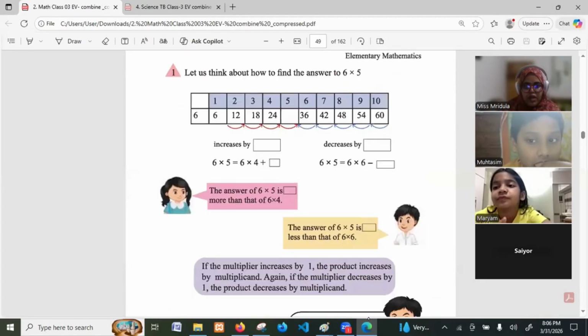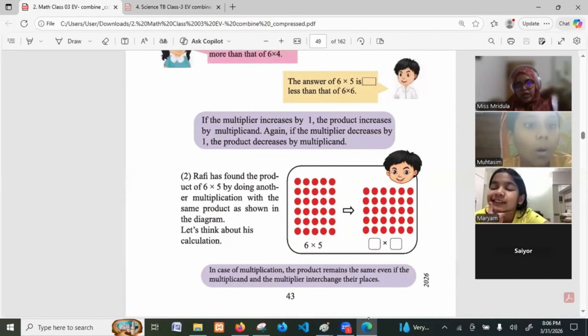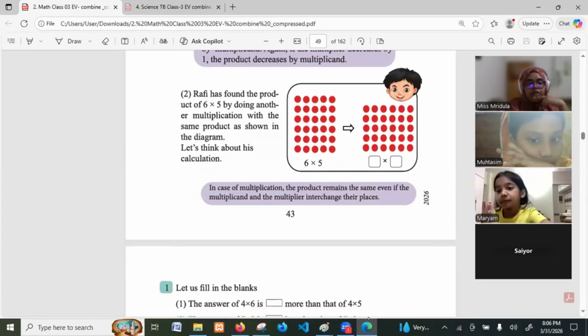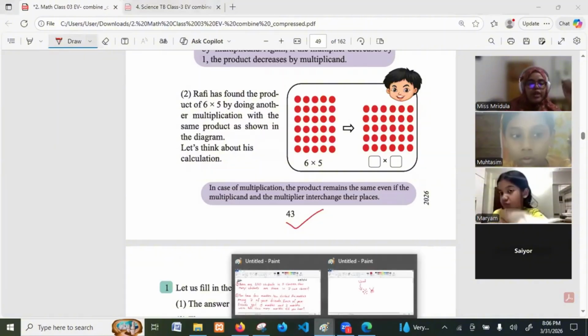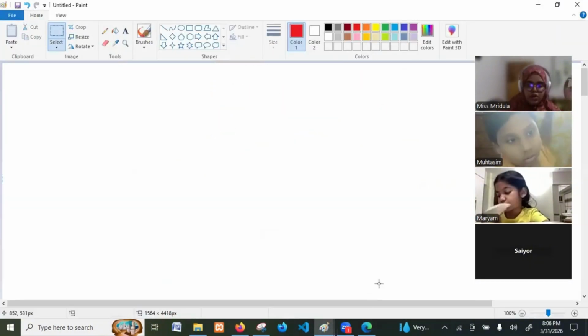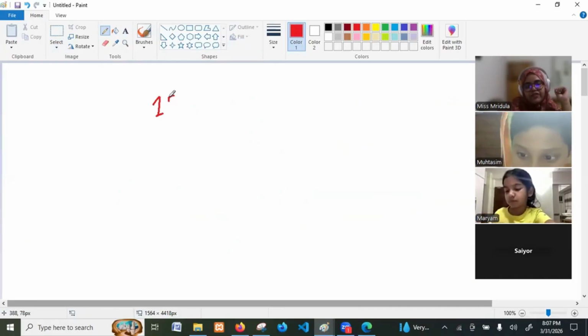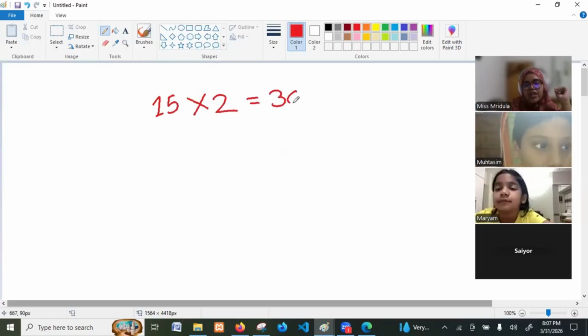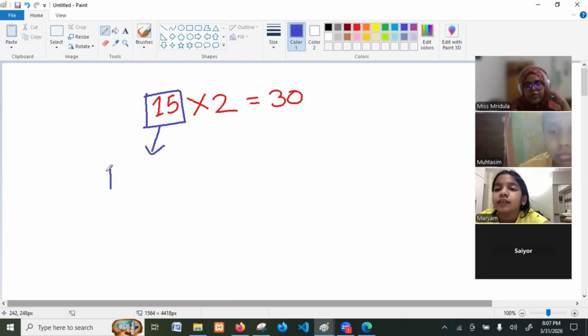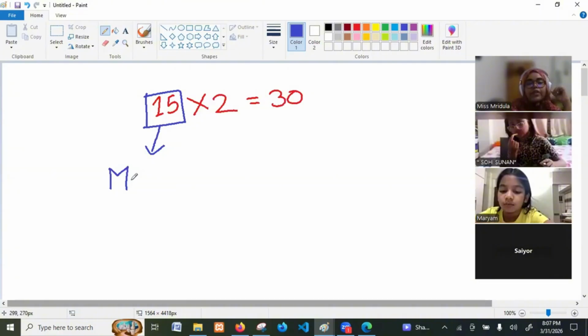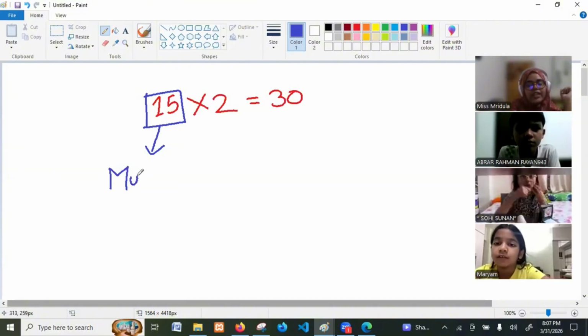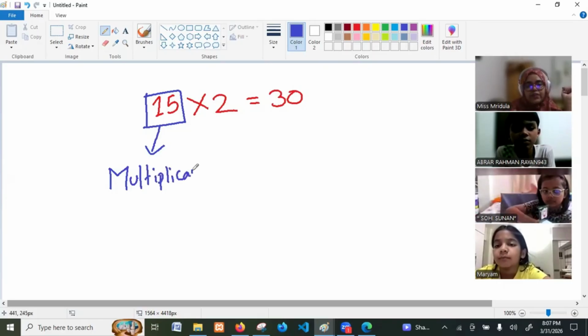So we are in the chapter where we were learning about multiplications, right? And yes, we finished page number 43. So if you remember, when we have multiplication, suppose we have 15 times 2, which is 30, right? What will this 15 be called? What's the name of 15? Multiplicand. Yeah, multiplicand, because this is the first number. So multiplicand will be the name of it.